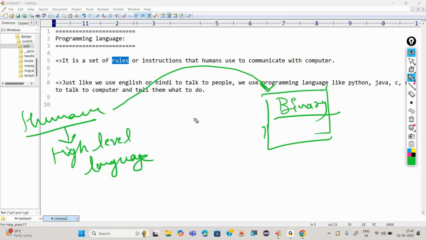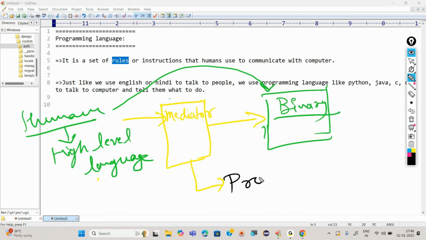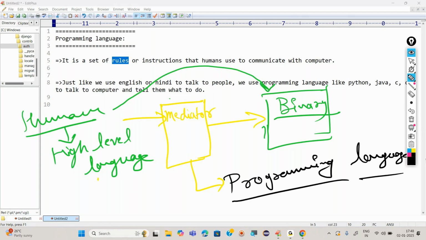There should be a mediator to make communication between the human and the system. There should be one mediator, and that particular mediator is known as programming language.